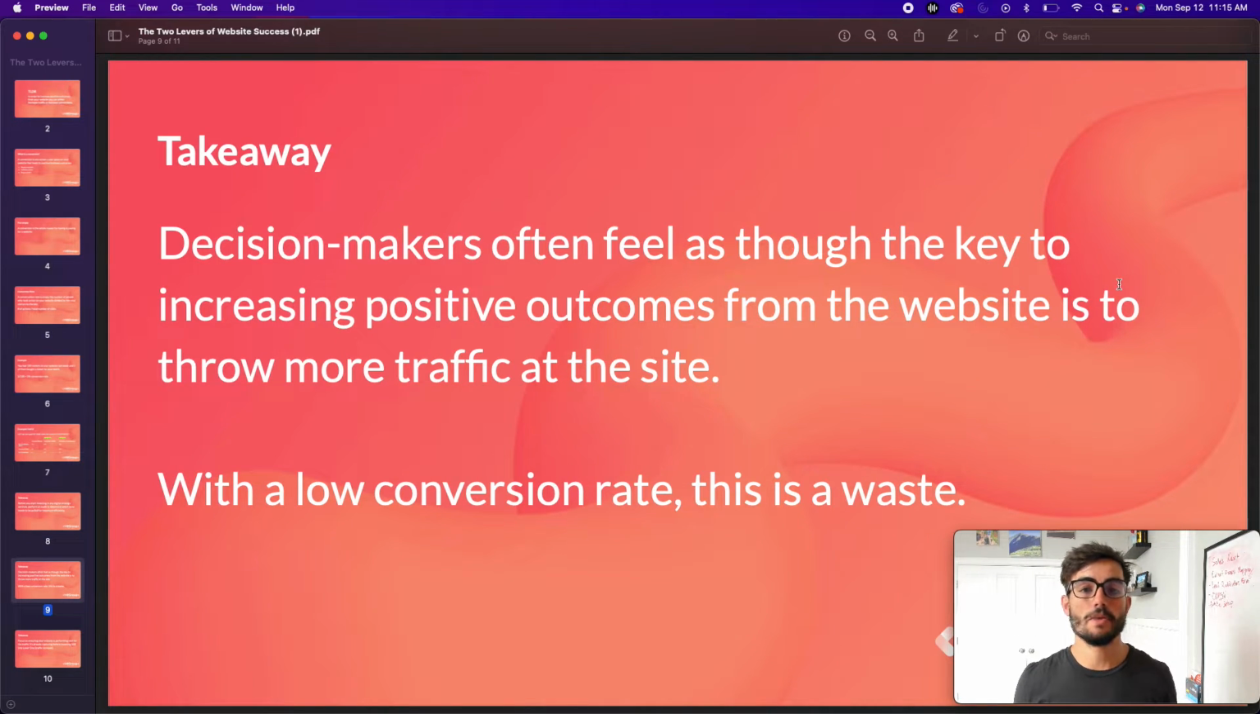We find that decision makers often feel as though the key to increasing positive outcomes from the website is just to throw more traffic at the site. But if you have a low conversion rate, this is kind of a waste, because all that additional traffic you're throwing to the site could, with a higher conversion rate, lead to exponentially greater outcomes.